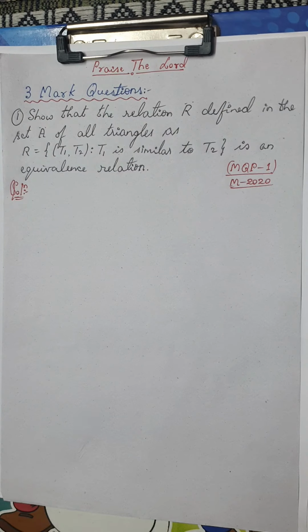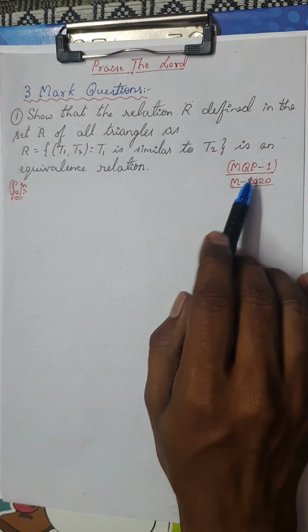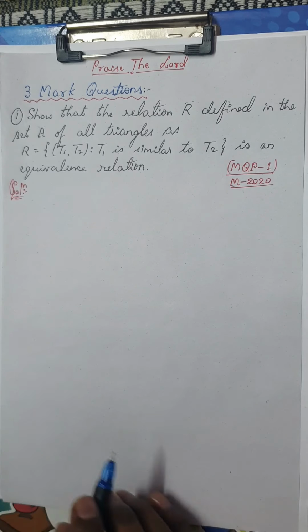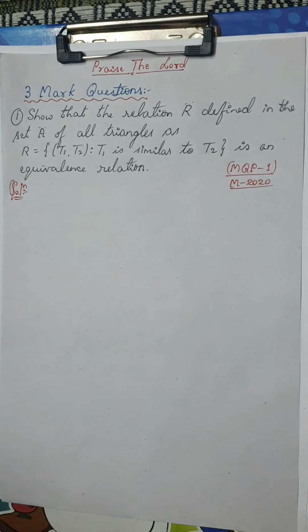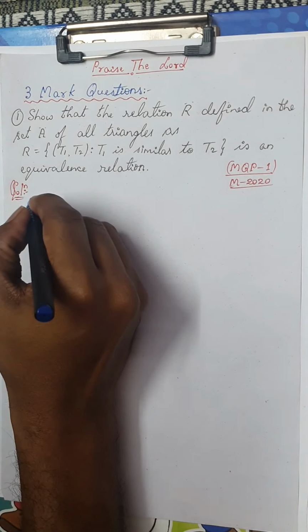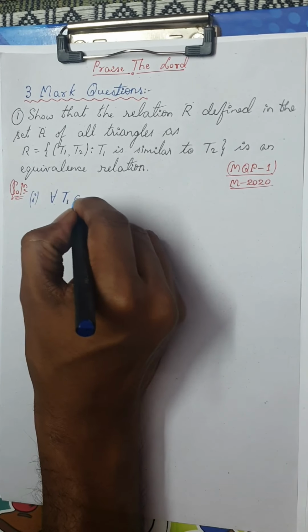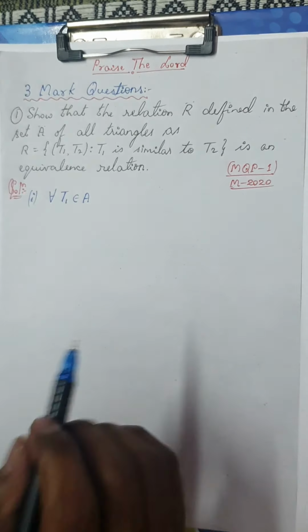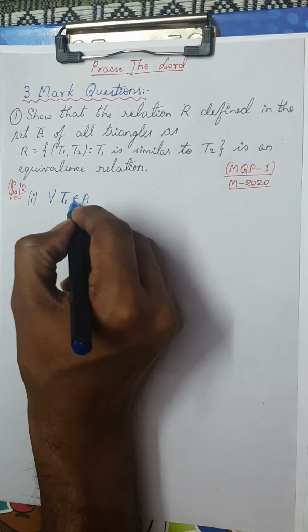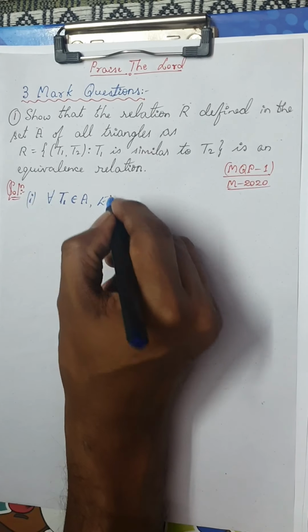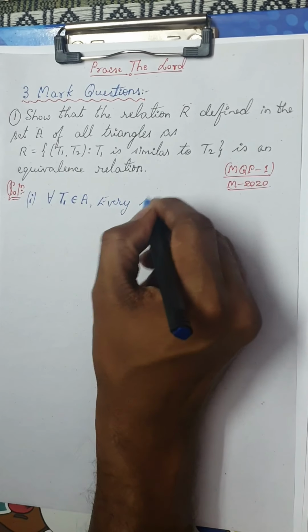A very simple question for 3 marks. This is the question from model question paper 1 for reduced syllabus and also asked recently in March 2020 for 3 marks. So to check equivalence relation, I have to check the 3 properties, which are reflexive, symmetric and transitive. First case, let me take for all T1 belonging to A. For reflexive, you always take one element that should be related to itself. For all T1 belonging to A, I say every triangle is similar to itself.